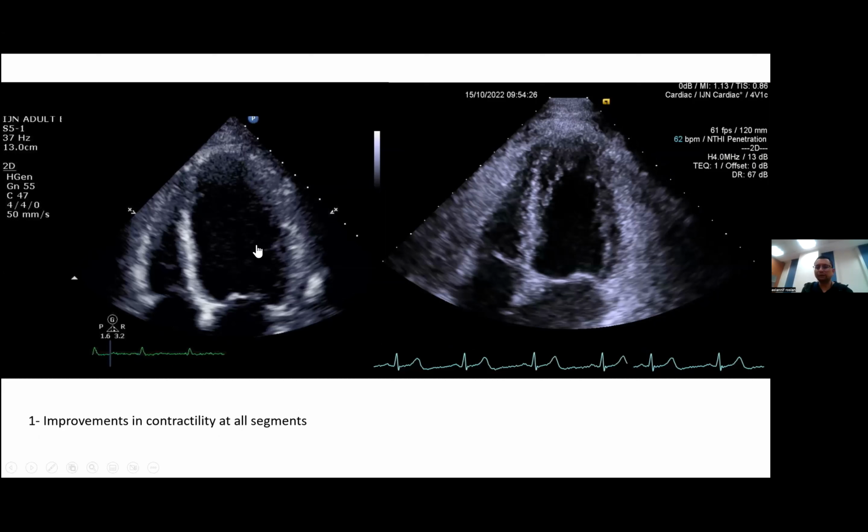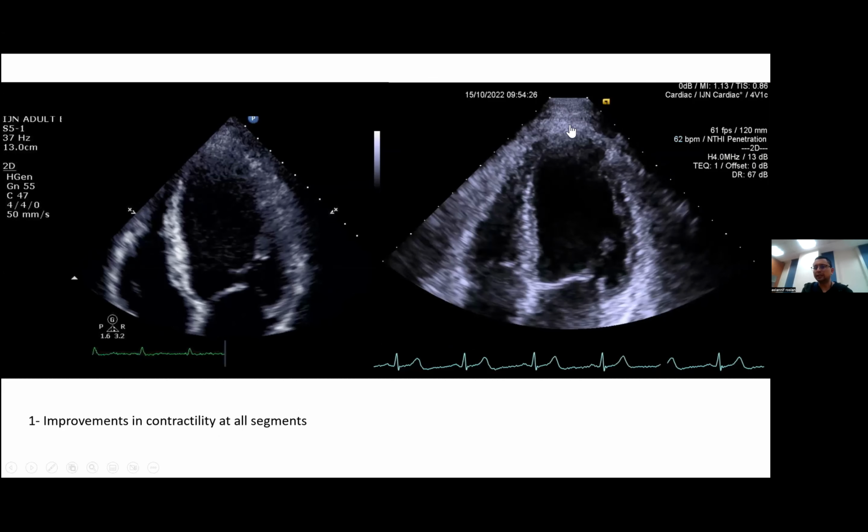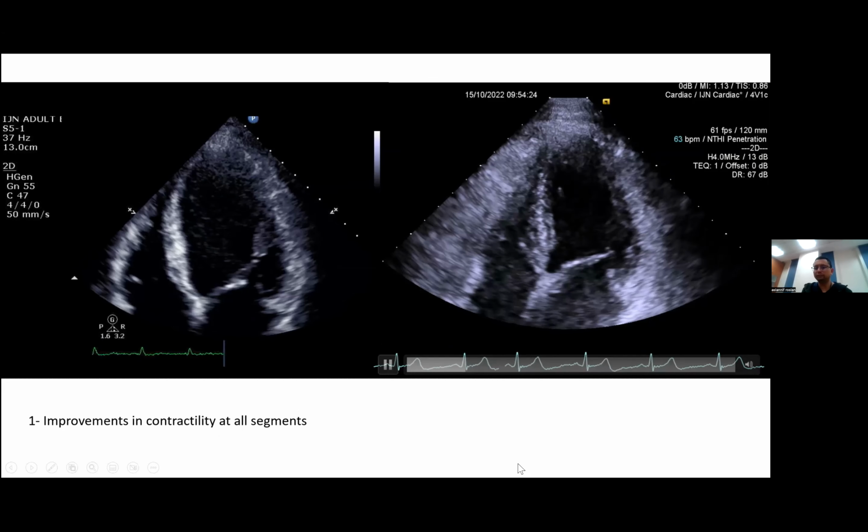So you can see on the left side again, the contractility has improved in all segments before and after.